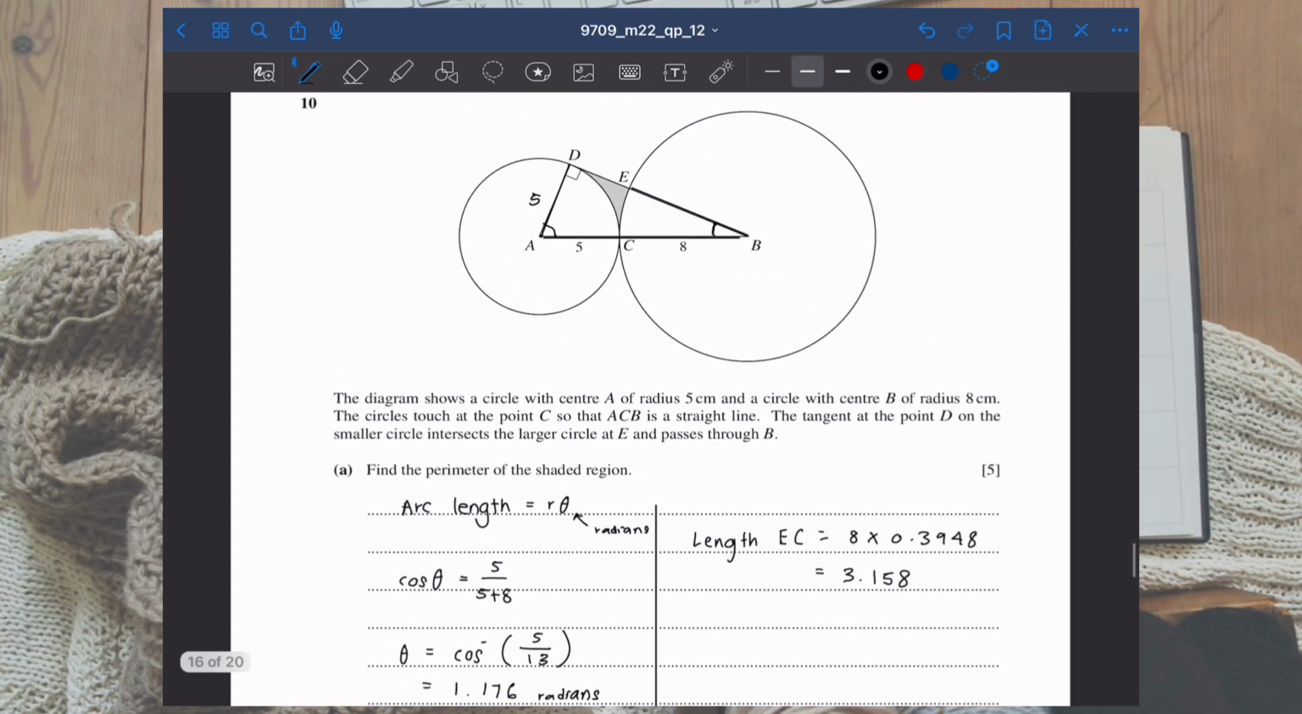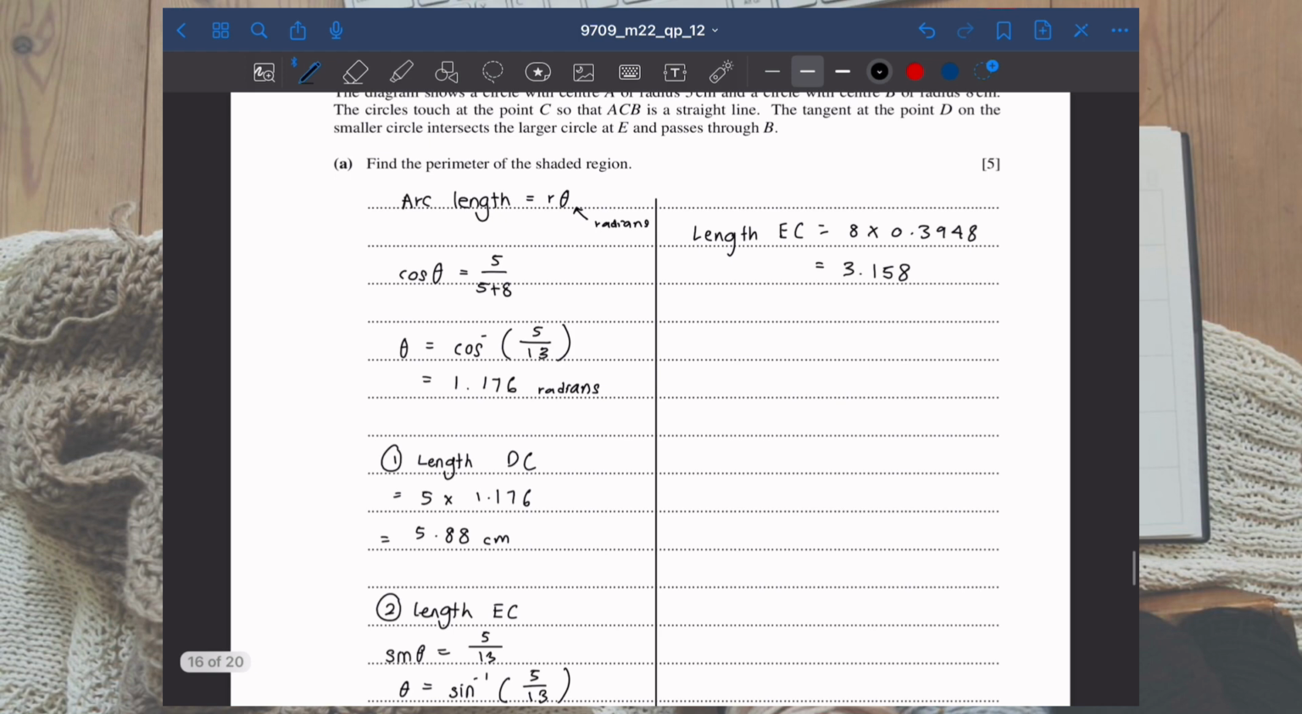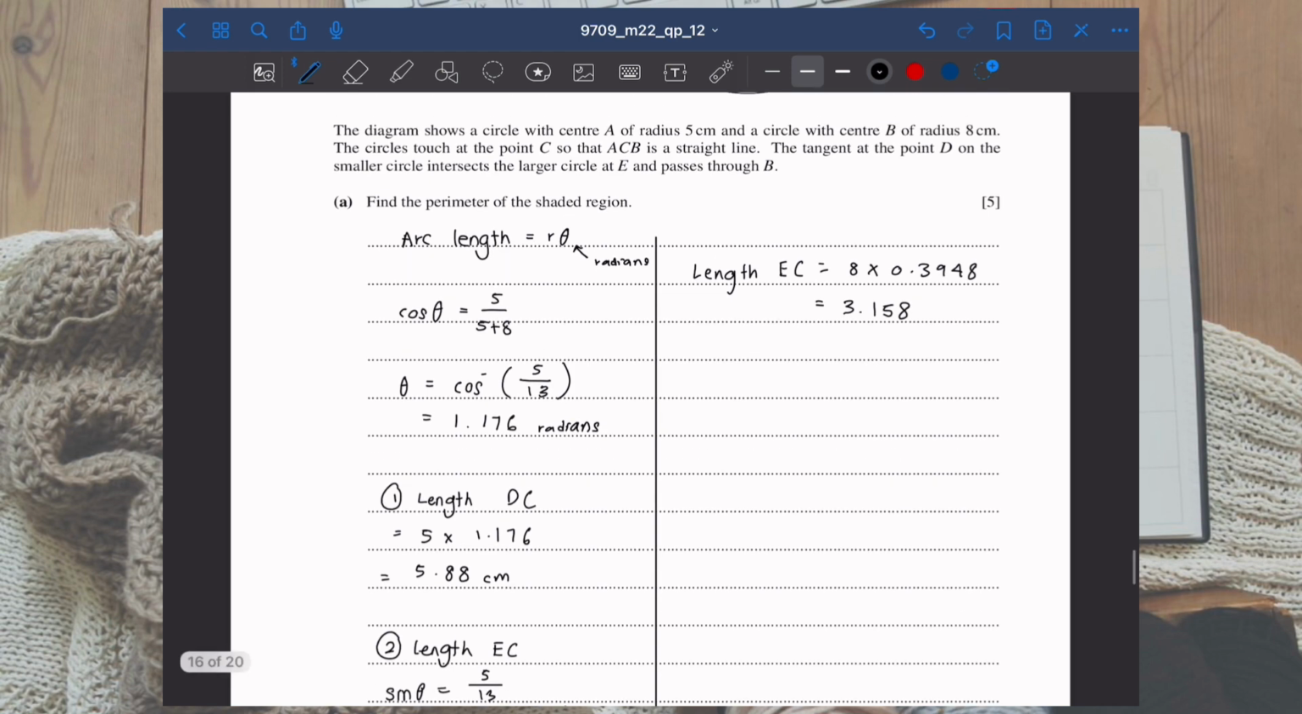Now we need to find length of DE. So you can find length DE by finding DB, the whole length of DB, and then minus it off with our radius of circle B. So this is DB, and then we minus it off with our radius. So we can find DB by using the Pythagoras theorem.